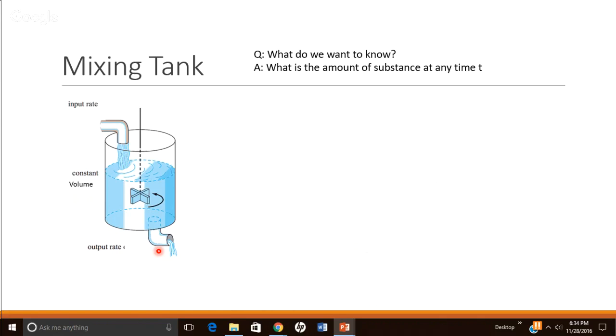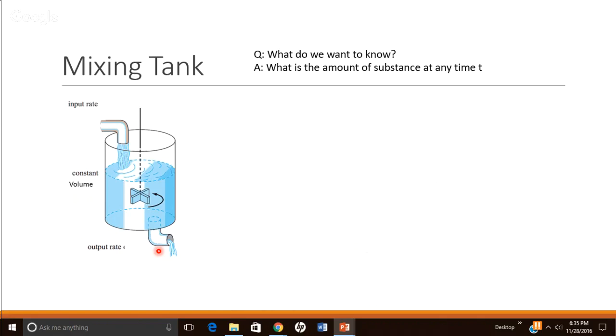When you have a system like this, a system that's being changed with an input and an output, the input is influencing the system, and the output is to control the volume, as well as the amount of concentration in the system. What you're really looking for is the amount of substance in this tank at any time t.